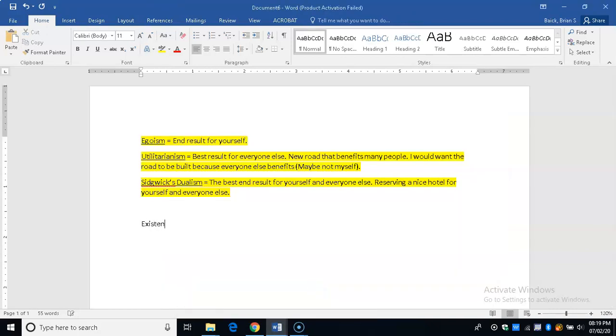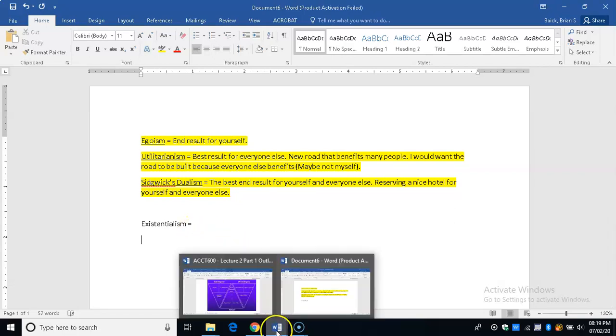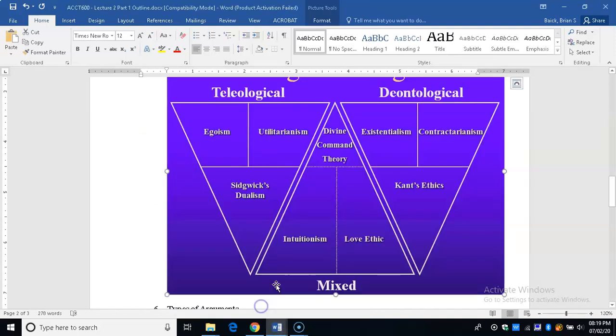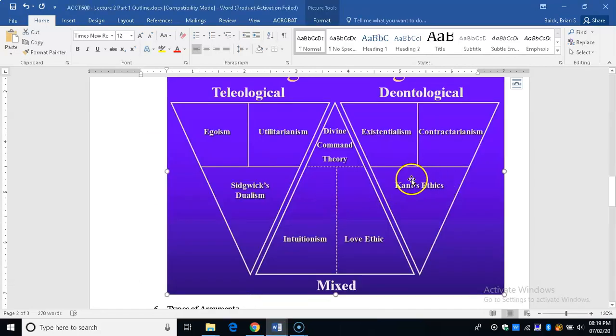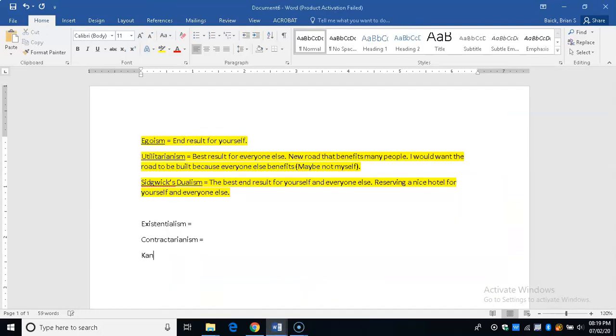We have existentialist or existentialism. Remember, that's about yourself. What about if I'm trying to do the right thing and I'm talking about everybody else? That's called contractarianism. What about if I think that myself and everyone else should act a certain way? We should focus on actions. Actions are the most important thing for myself and for everyone else. That's called Kant's ethics.